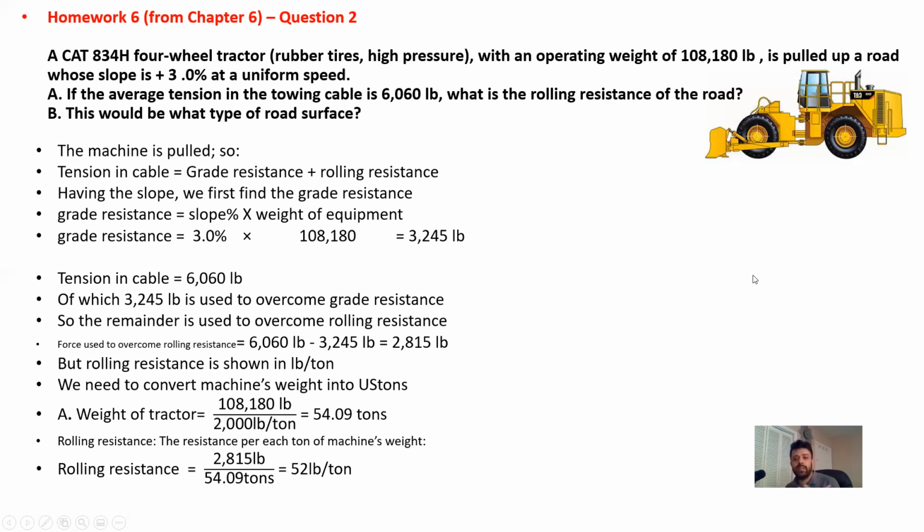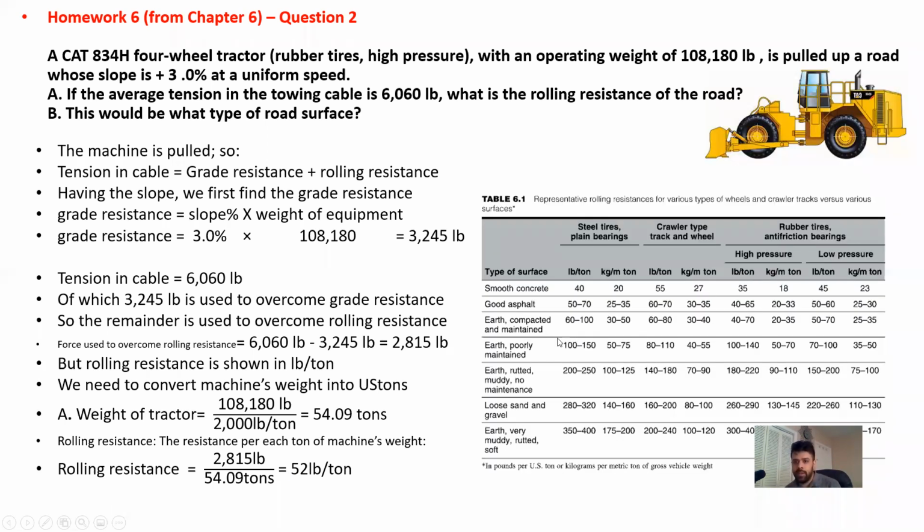Because we're using this table, and this table gives us the rolling resistance based on pound per ton, or kilogram per meter, kilogram meter in every ton, okay? So we don't care about this one. We want the pound per ton. We had the pound and we divided by the weight of the vehicle in tons, and the number we find is 52. Now, where to find our number?